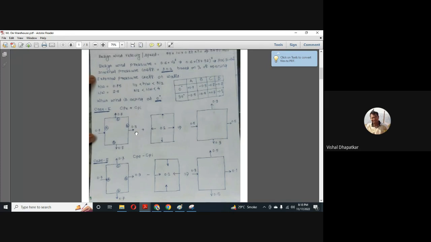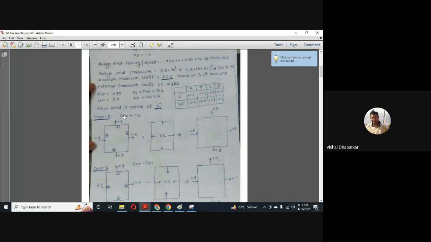So the first case is CPE plus CPI, external pressure coefficient plus internal pressure coefficient. So these are faces A, B, C, D. We are considering wind at 0 degree. So this will become my windward face, this will become my leeward face, and these two are the side faces. So for A, the force coefficient is 0.7. For B, it is minus 0.3. For C and D, it is minus 0.7.